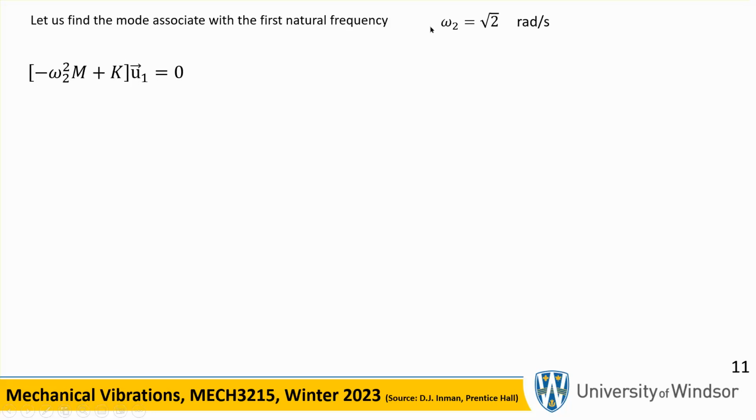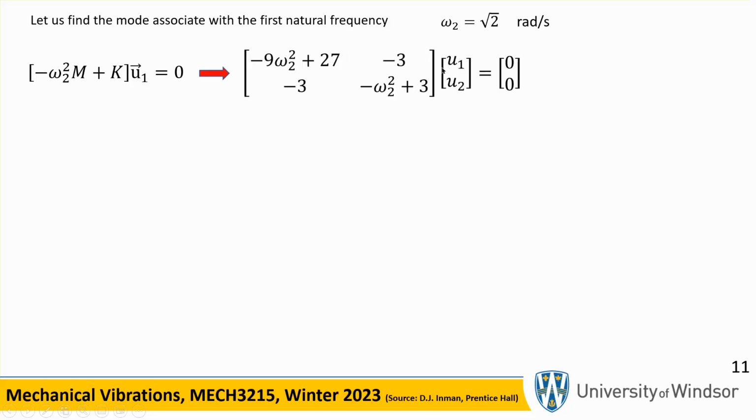The first mode associated with, this is a bad way of writing it. I would have liked to write this thing as u2, but unfortunately I didn't do that. Okay, so just plug it in. This thing with that value of omega 2 equal to root 2, just plug it in. You're going to get that equation. I'm sorry about this. I would have liked to call this thing u2.